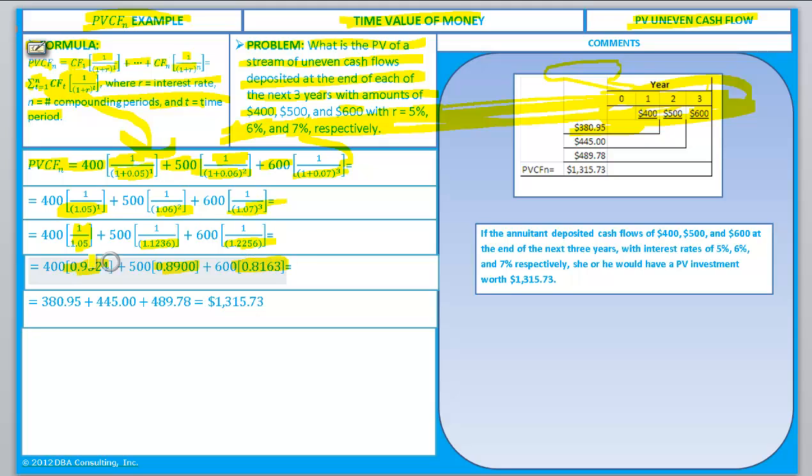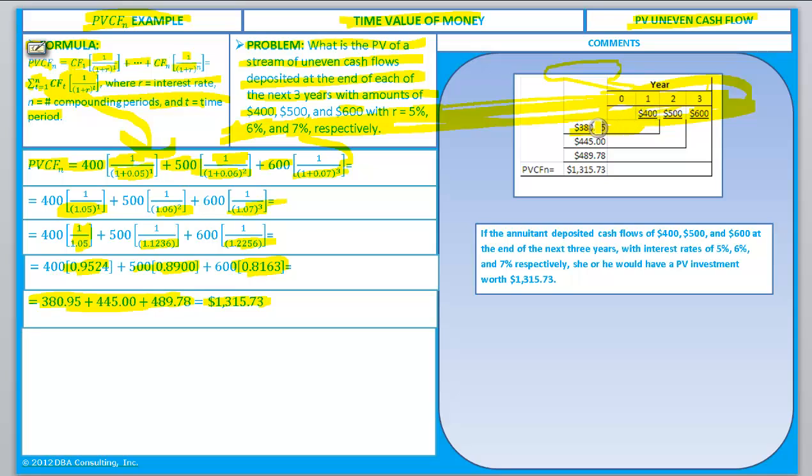So now we're just going to multiply. 400 times 0.9524 is 380.95. 500 times 0.8900 is 445, and 600 times 0.8163 is 489.78, and we just add these up, we sum these up, and we get $1,315.73.